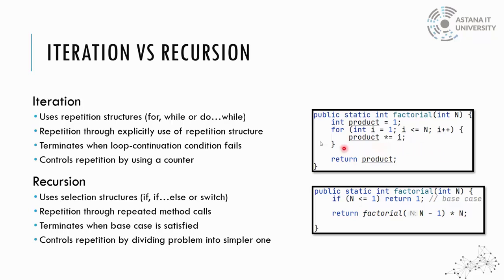Here's the difference. Iteration uses repetition structures such as while, for, do while, whereas recursion uses repeated calls of the same function with a more primitive problem. The ending point for the iteration is loop continuation condition failure, and the ending point for the recursion is meeting one of its base cases. One uses a counter for control, another one uses a parameter value during recursive division of a problem.